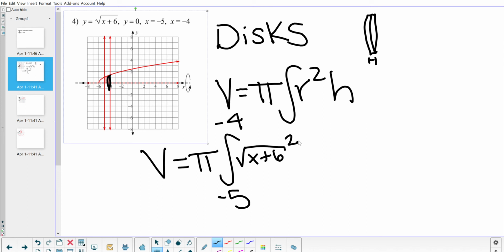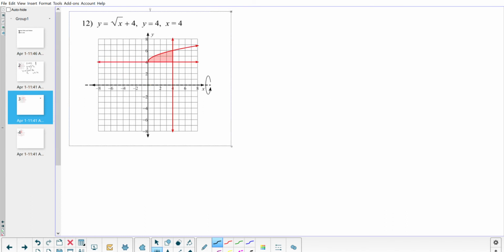So the height of that is dx. The height is dx. So you would plug that into your calculator and you should get 4.71 approximately.